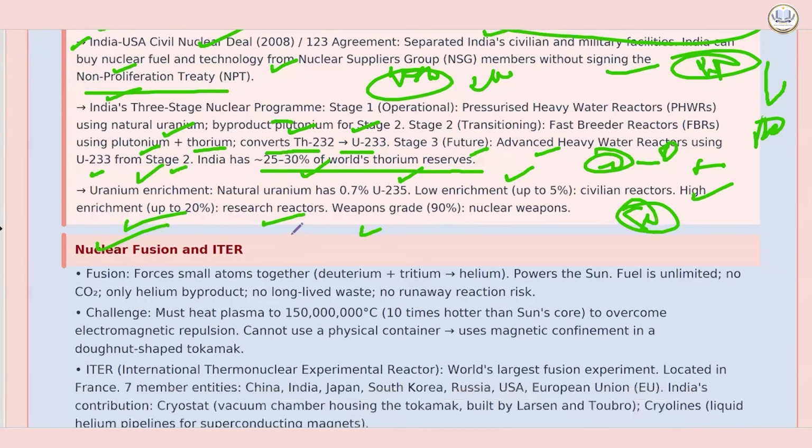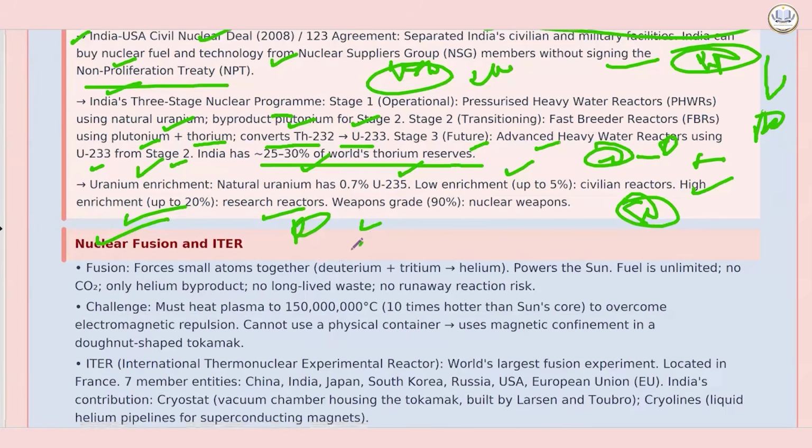Then we have nuclear fusion, mimicking what is happening in the sun. We have the ITER, which is trying to mimic the fusion reaction. In that, small atoms like deuterium and tritium are forced together. It is like powering the sun. Fuel is unlimited, no carbon dioxide, and helium is the only byproduct. No long-lived waste, no runaway reaction risk.